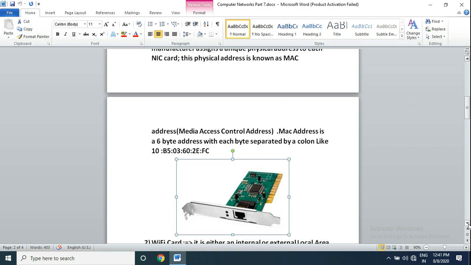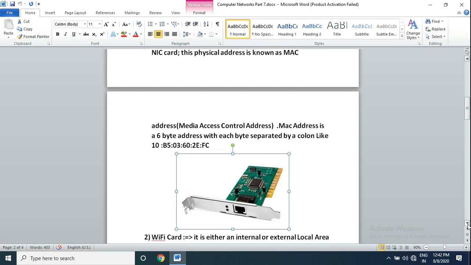Every LAN card has a physical address which is defined by the manufacturer companies, and this physical address is known as the MAC address, Media Access Control Address. A MAC address is a 6-byte address with each byte separated by a colon sign.